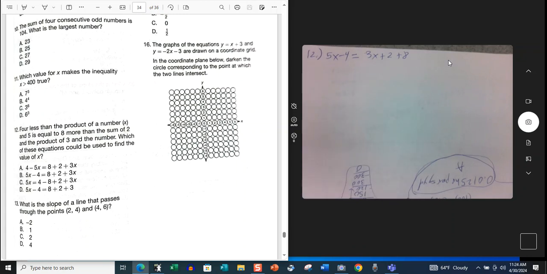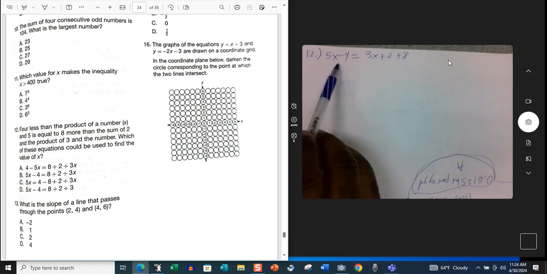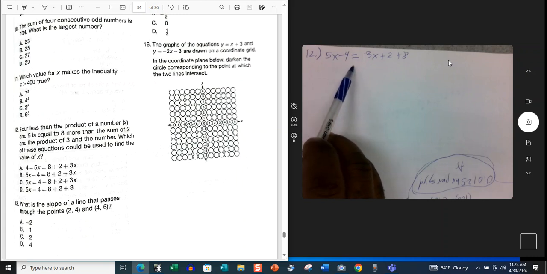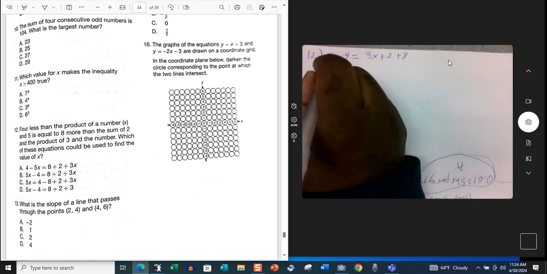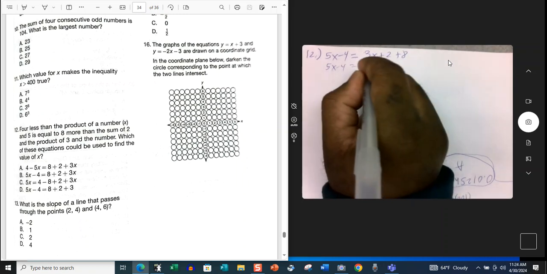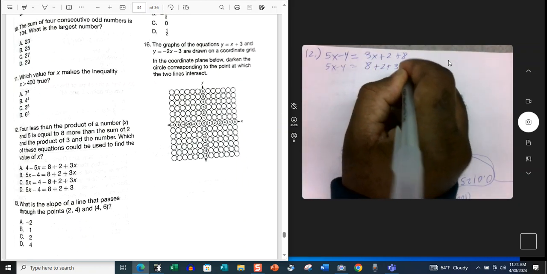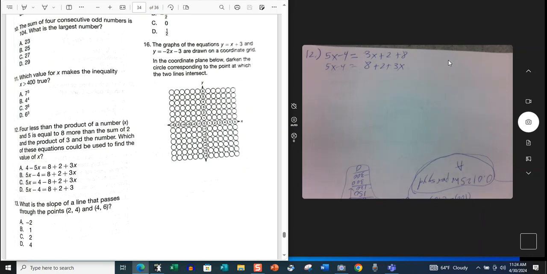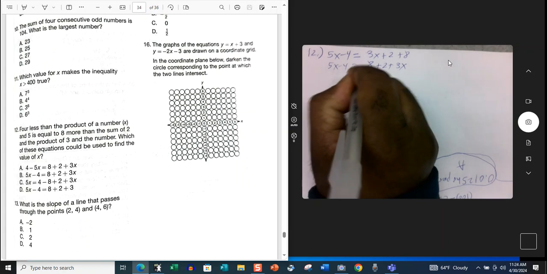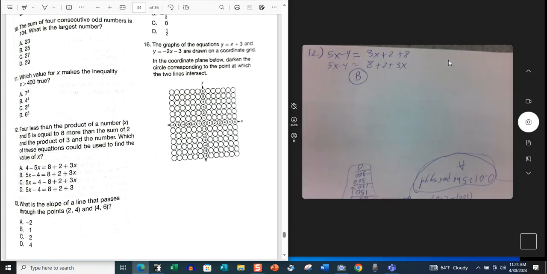Now, we look at the selections we have. If you notice, we have 5x minus 4 in B and D. So we could get rid of A and C. Now on the other side, if you notice, it starts off with 8 plus 2 plus 3x. So we could rewrite this to put the 8 first. So 8 plus 2 plus 3x. And that would give us B as the answer.